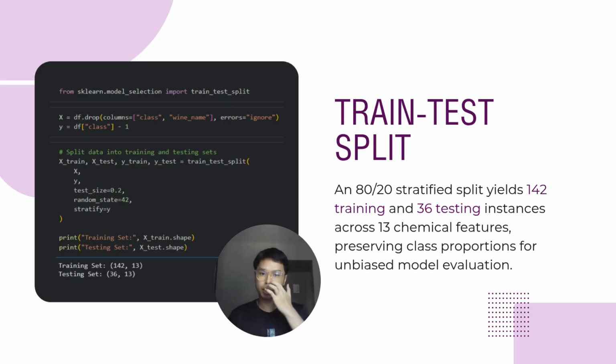So to identify which model is the best in accuracy and precision on the dataset, we need to have a robust machine learning pipeline. An 80/20 train-test split is used, with 142 training and 36 testing instances across 13 chemical features, preserving class proportions for unbiased model evaluation.